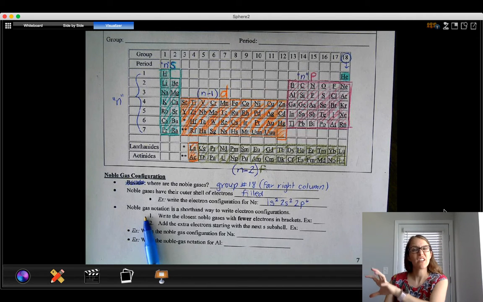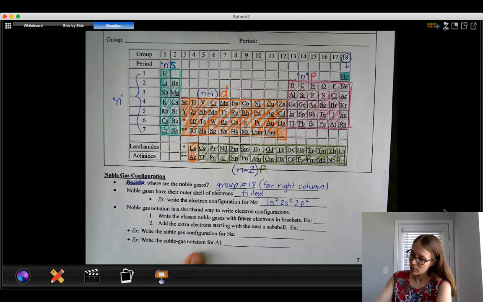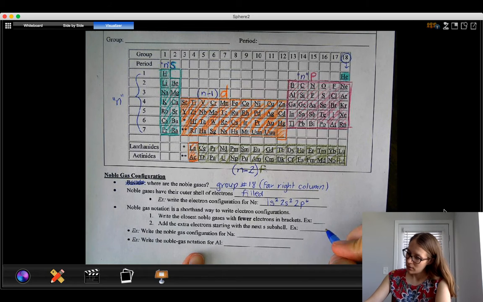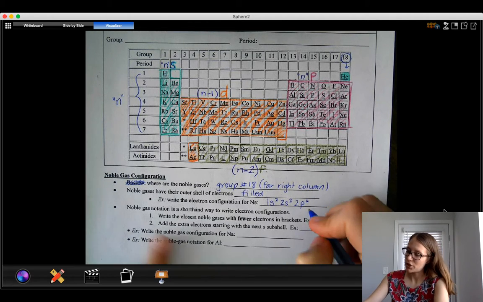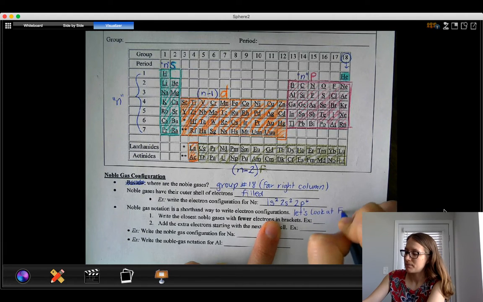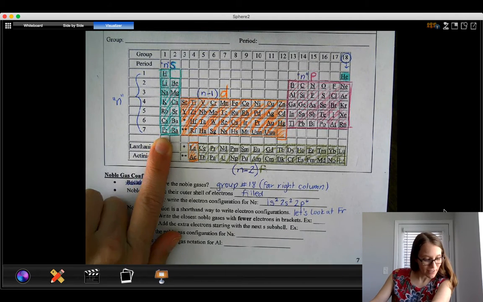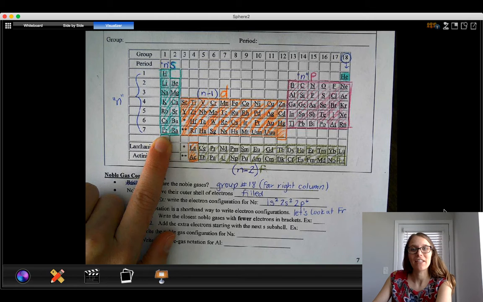We can say, what if you started at this noble gas, and then you just need to add on extra electrons? Let's do one that would be really hard. Let's look at francium. Francium is down here. Francium has a lot of electrons. If I look at the periodic table, it's element number 87. I don't want to write an electron configuration for something that has 87 electrons. That's going to take forever.